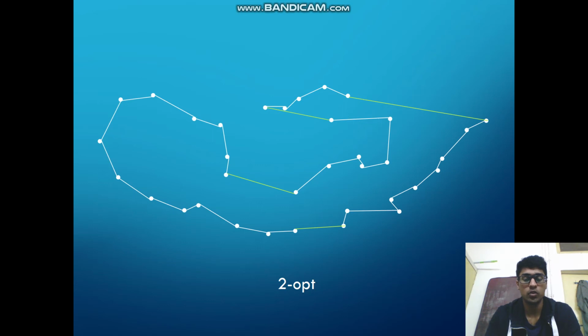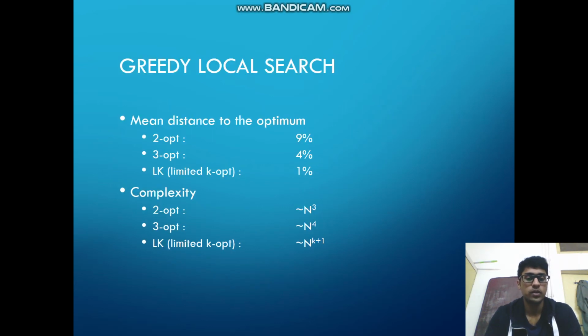this is our answer after the two-opt strategy. So is this optimum? The answer is it's not, and we'll see why. First let's see how well this two-opt, three-opt, k-opt strategy works. We can see the mean distance to the optimum. For two-opt it's 9%, three-opt it's 4%, and for some large k-opt it can be reduced to 1%. And the time complexity for two-opt would be n cubed, three-opt n to the fourth, and k-opt n to the k+1.